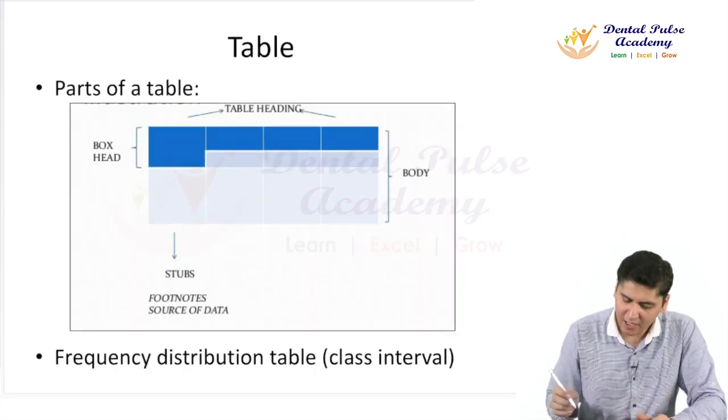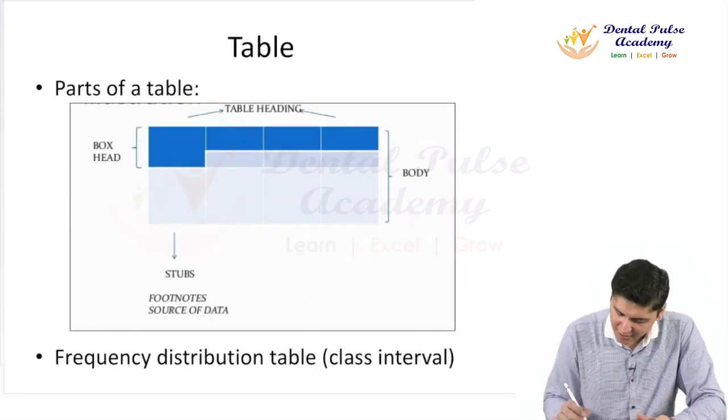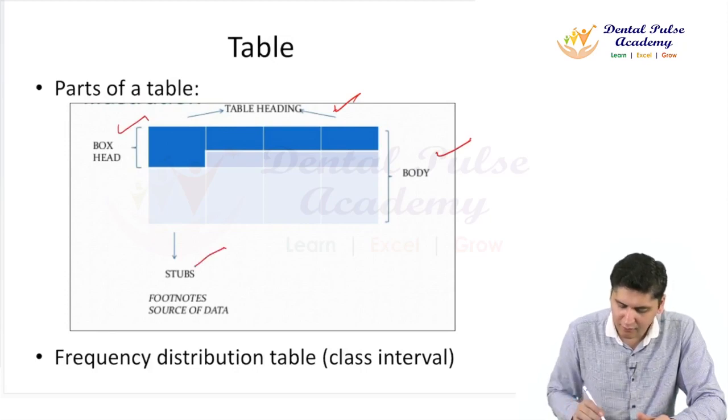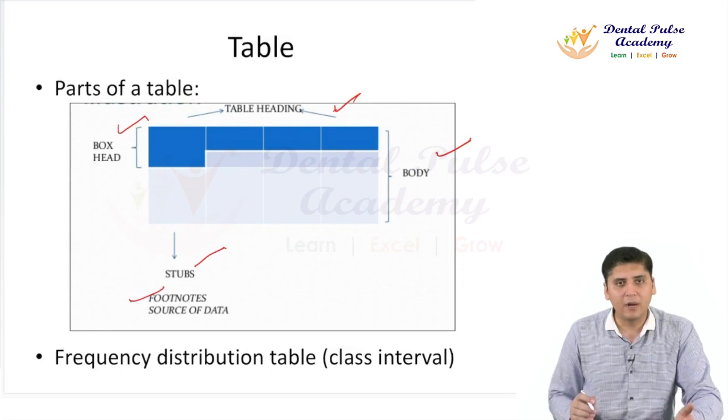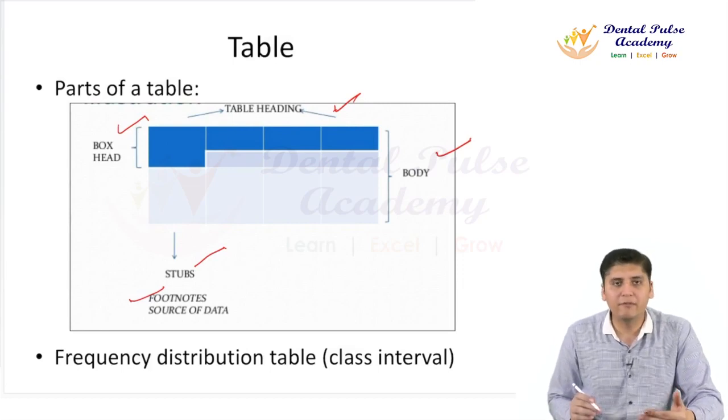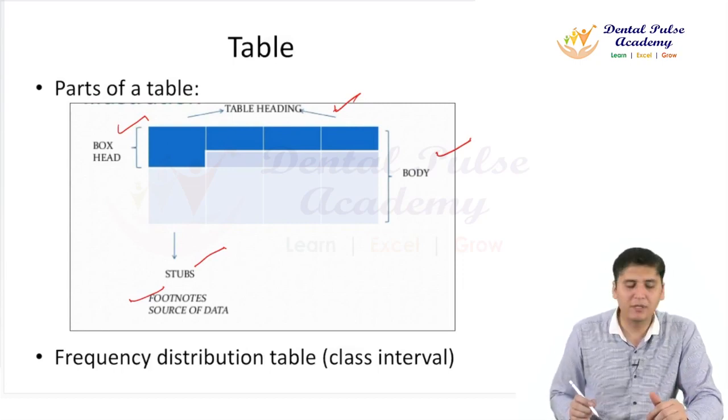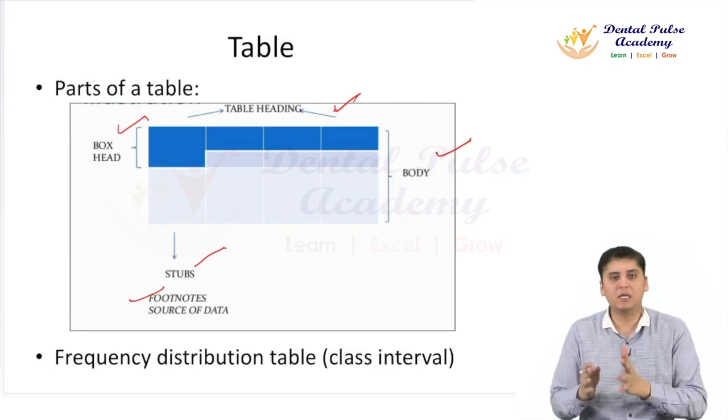Next is the table. We have certain parts of the table: the heading, the body, the box head and the stubs. And we also have certain footnotes. Table is a very good format when we present data, and we usually present data both in table as well as graphical form.